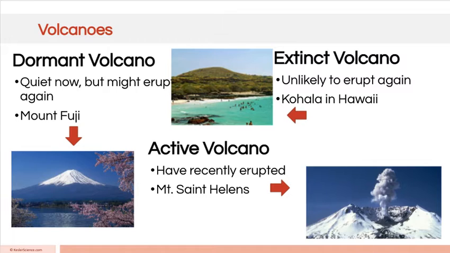So a volcano that is dormant means that it's quiet now, but it could erupt again. So Mount Fuji is dormant right now. It's not erupting, but it has the potential to erupt. An active volcano has erupted recently, and that would be like Mount St. Helens here. And then an extinct volcano is unlikely to erupt again, and that's like the Kohala in Hawaii.